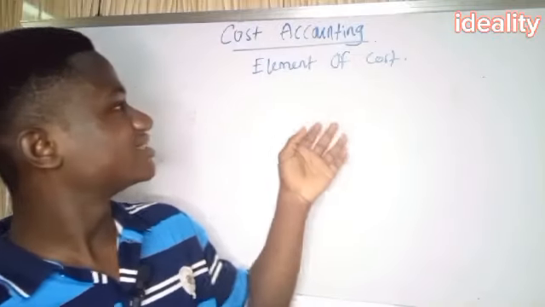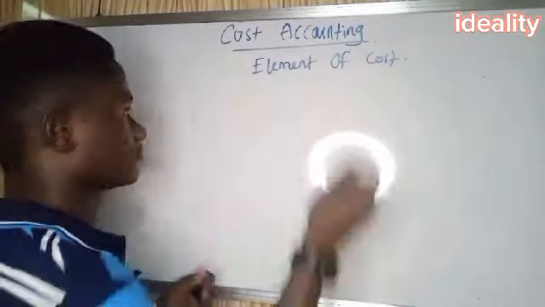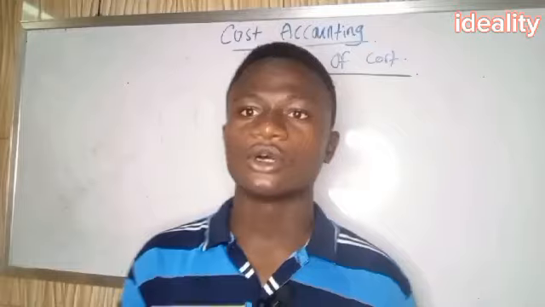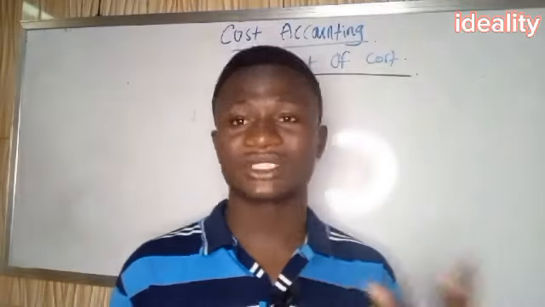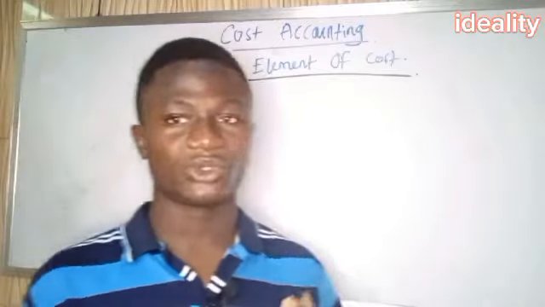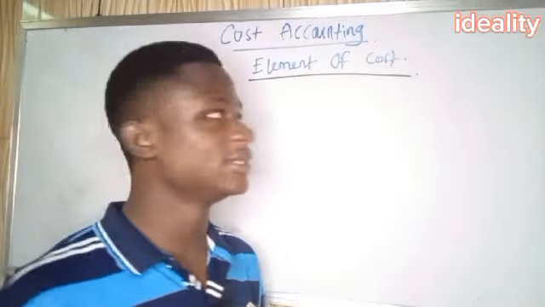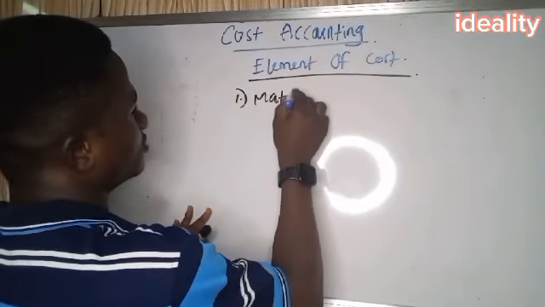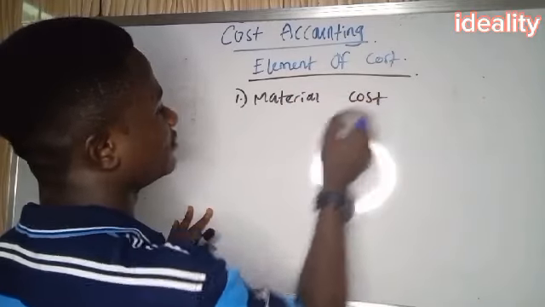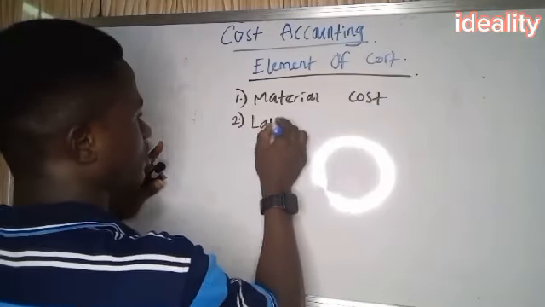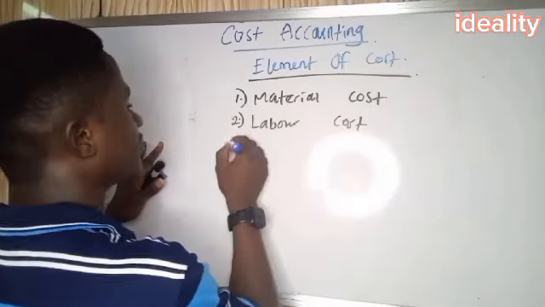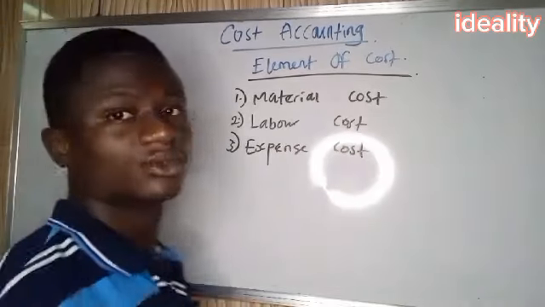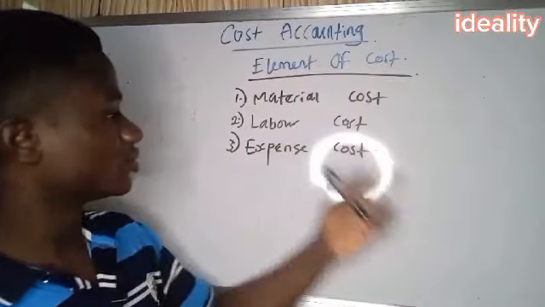So when I ask what the elements of costs are, it simply means what are the things that comprise the costs of a business organization? Most times you see 3, but we have 4, but the major ones are 3. We have the element of cost: number 1, the material costs, the labor costs, and the expense costs.